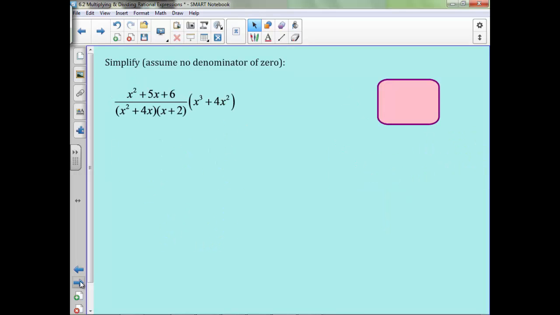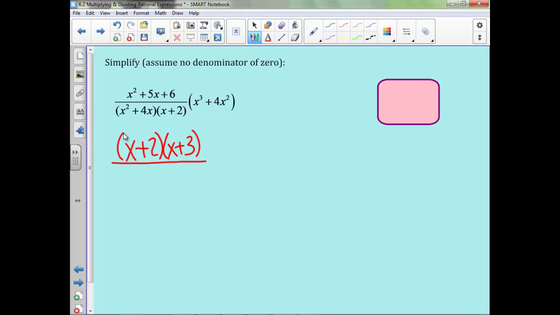Alright, now this one, it's the same thing. We got to start by factoring. So the numerator on the left side, we can factor into x plus 2 times x plus 3. Our denominator, it's already partially factored, but we can't factor an x out of this first binomial. So we're left with x times x plus 4 times x plus 2. And if it helps, we can put this part over 1.